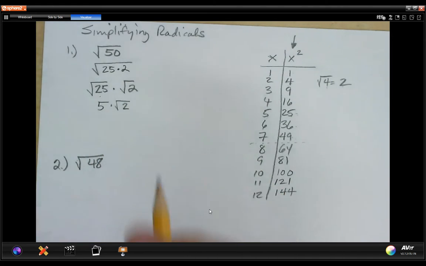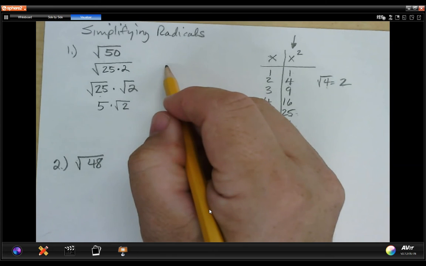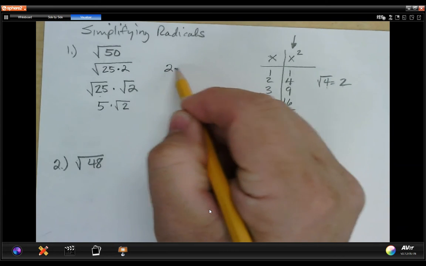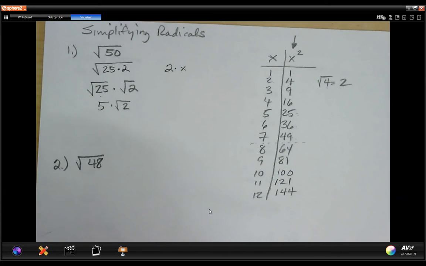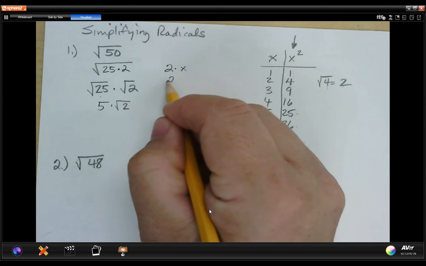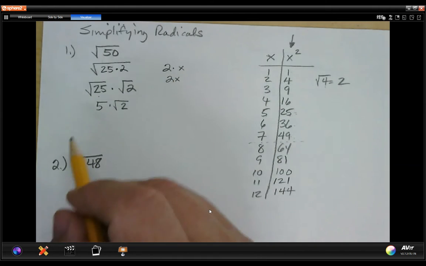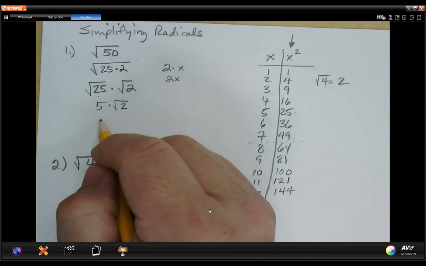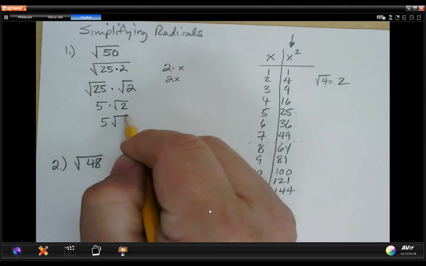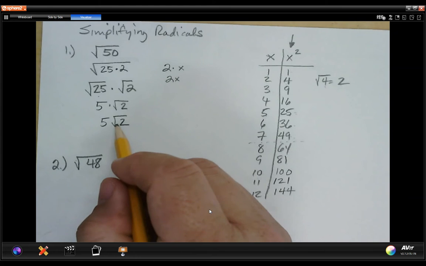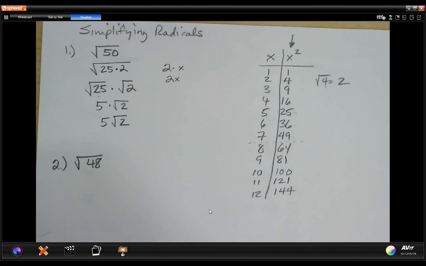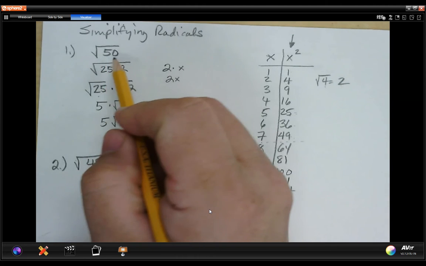Now, you'll remember if I have, for example, 2 times x, what's another way I can write that? I can simply write that as 2x, because it's understood that there's multiplication in between. So guess what? You can do the same thing here. You can just squeeze that 5 right in beside that 2 like that, and that means the same thing as that.